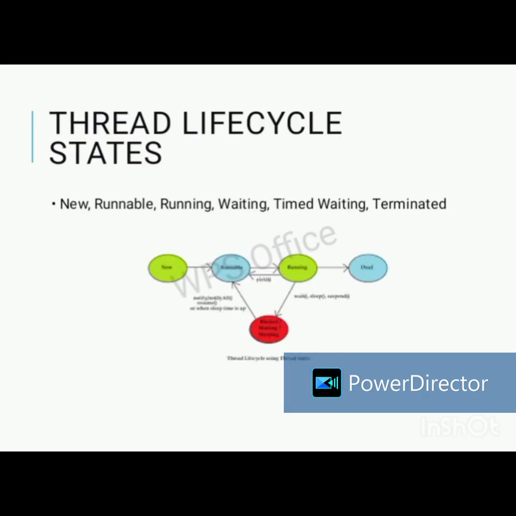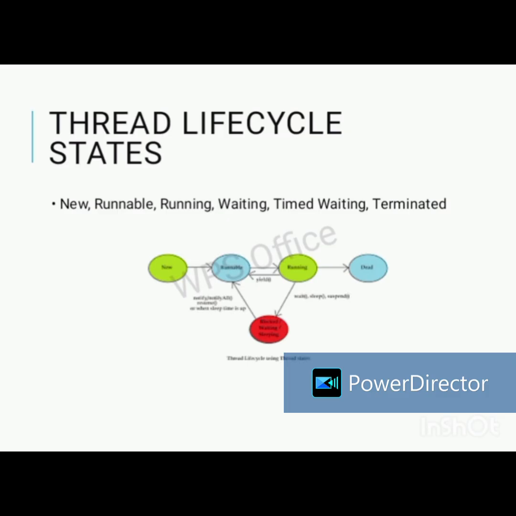Thread lifecycle states. Understanding the thread lifecycle is crucial for managing thread behavior in Java. A thread in Java goes through multiple states during its lifetime. The Java thread lifecycle includes the following states. First one, new. A thread is in the new state when it is created using the Thread class but has not started yet. It remains in this state until the start method is called.